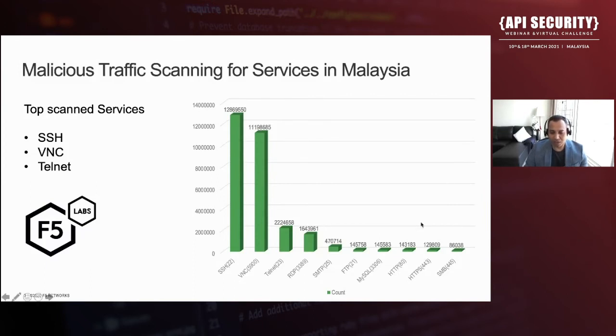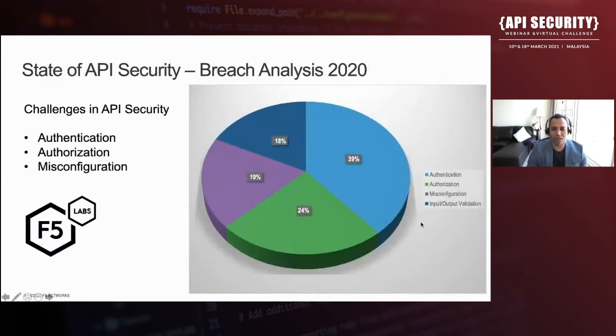So let's quickly move on and take a look at what we found in the analysis of API breaches itself. The first few sets of data were Malaysia-centric. The next set of data we are trying to illustrate comes from breach analysis. These are real cyber attacks that have happened all over the world. We analyzed 100-plus breaches worldwide involving APIs and tried to see what's going wrong.